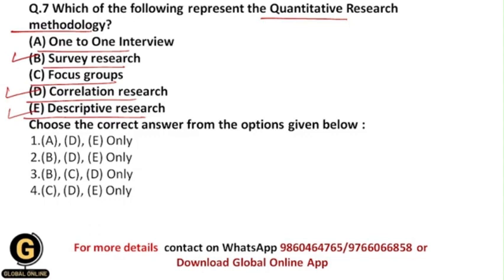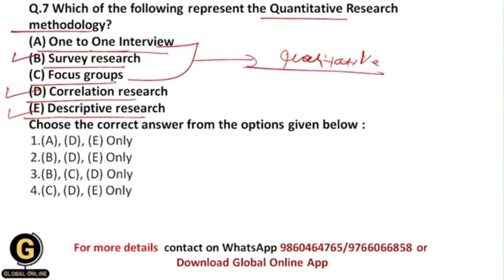because in these research processes we are going to collect numerical data, and based upon the numerical data we are going to formulate the hypothesis, and after all we are going to test the hypothesis by using statistical techniques, and finally we will get the results. But in the one-to-one interview and focus groups, basically we are not going to do such things, and these are the qualitative research methodologies, not quantitative ones. That's why the correct answer to this question is second, that is BDE only.